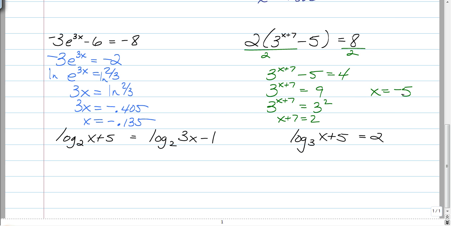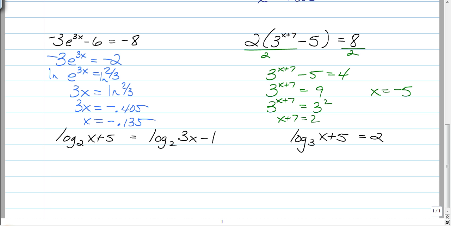Now, could you have done log base 3 of both sides with the calculator? Of course you can. If you type log base 3 of 9 in the calculator, or log of 9 divided by log of 3, it's just going to tell you the answer is 2 anyway. So you're still going to get x plus 7 equals 2. You just would not need to use your calculator for that specific problem. Okay? 2 more to go.